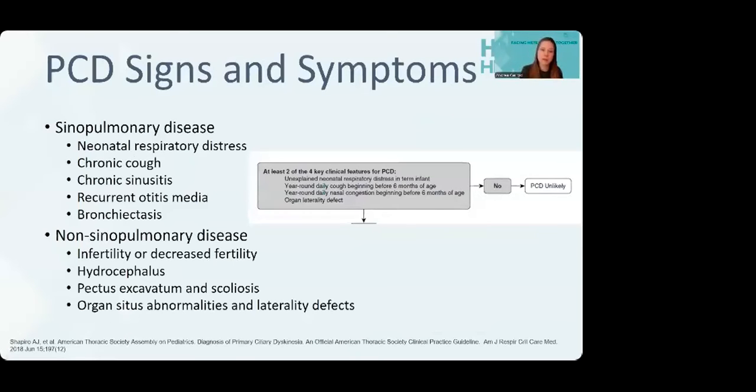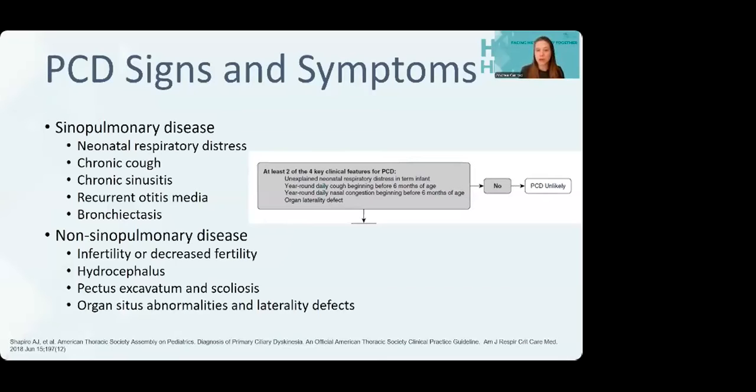I talked a little bit about the signs and symptoms. So patients with PCD generally have neonatal respiratory distress. About 80% have neonatal respiratory distress. Nearly all of them will have a daily productive cough. Most of them will have chronic sinusitis, chronic rhinorrhea, recurrent otitis media, and then later develop some bronchiectasis. There's also different types of findings we can find in other parts of the body, like issues with fertility and hydrocephalus.